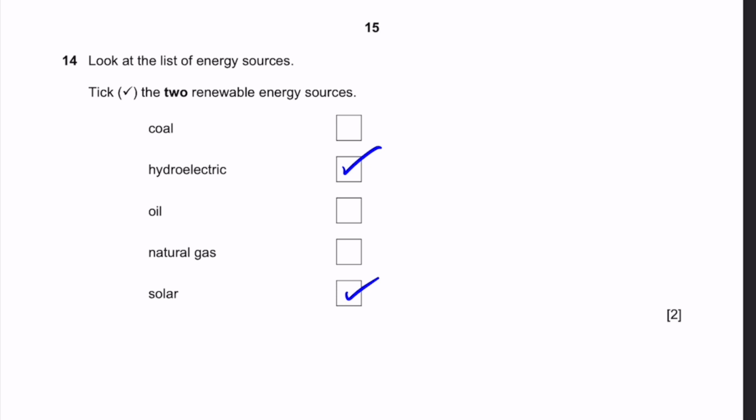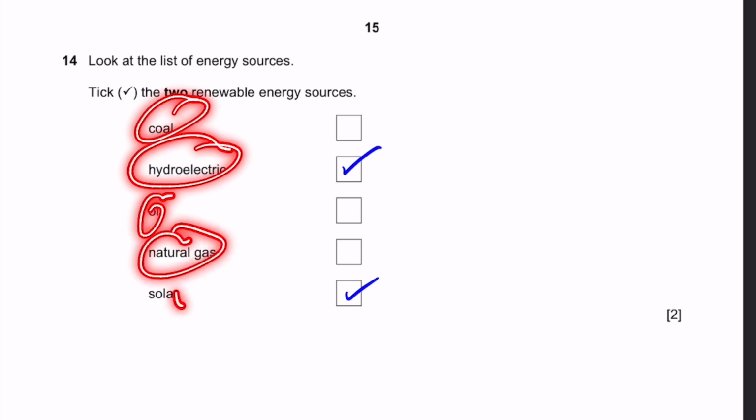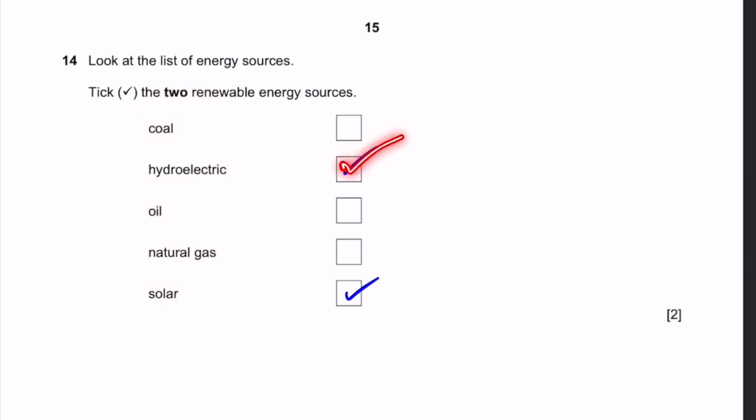Take the two renewable energy sources. Out of coal, hydroelectric, oil, natural gas, and solar, it's only hydroelectric and solar because renewable energy resources means sources which do not end, because hydroelectric means using the force of water to create electricity. You can't remove all the water from earth, so that'll always be there. And solar, you can't just remove the sun right now, right? So solar energy will always be available. So they are renewable energy.